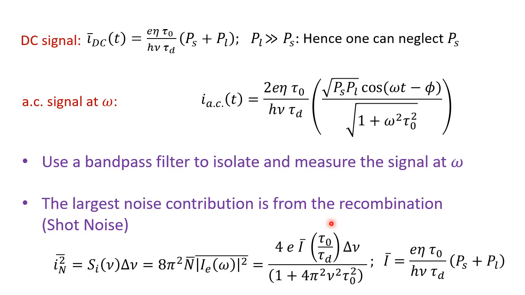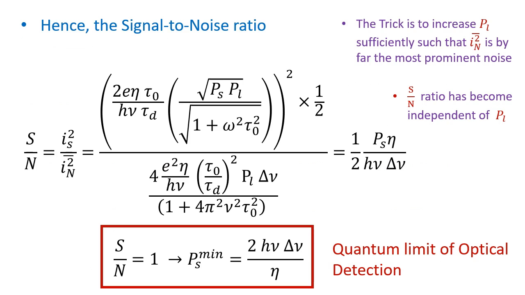Why is it my largest contribution? Because you see, this is clearly proportional to the power in the local oscillator, which is a very, very dominant term. So when this PL is very large, I can basically neglect PS. So this becomes my dominant noise term. Now let's look at what my signal is.